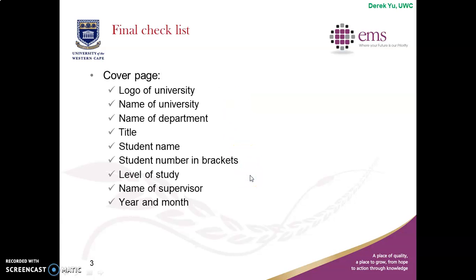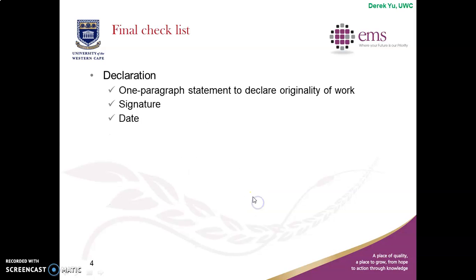Okay. Final checklist. Just check your cover page of your research essay. Does it show the logo of UWC? Name of the university. You definitely have to show University of the Western Cape. Name of the department, which is economics. Your research essay title. Your name. Your student number in brackets. Level of study. Honors level, obviously. Honors research assignment. Okay. Name of the supervisor. Year and month. Most likely November.